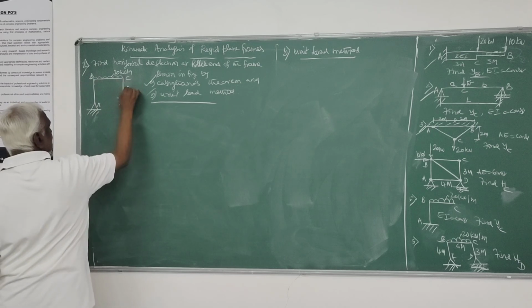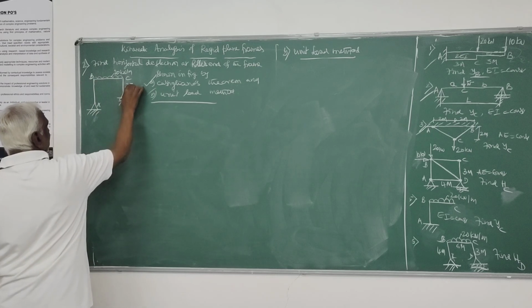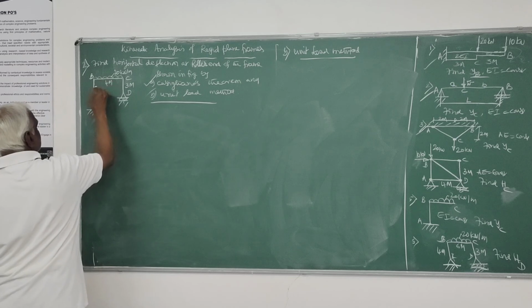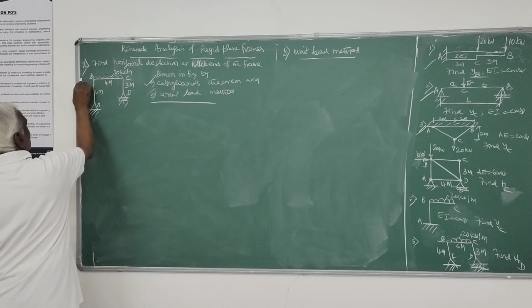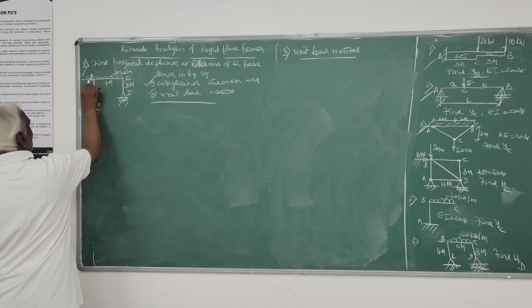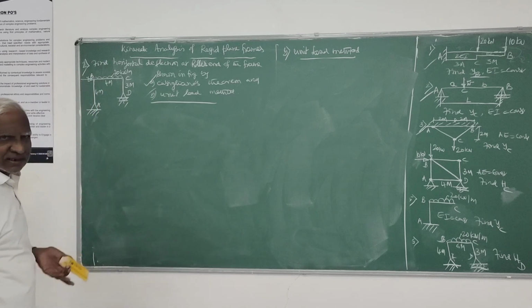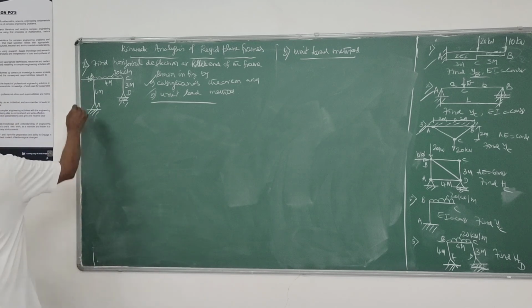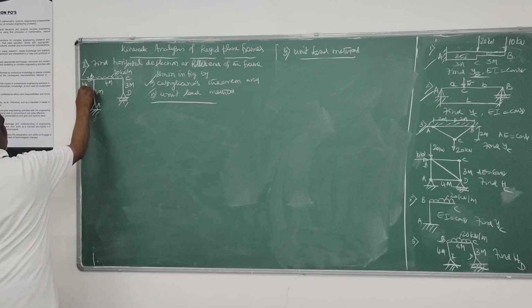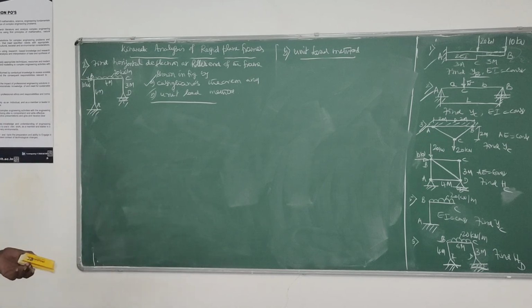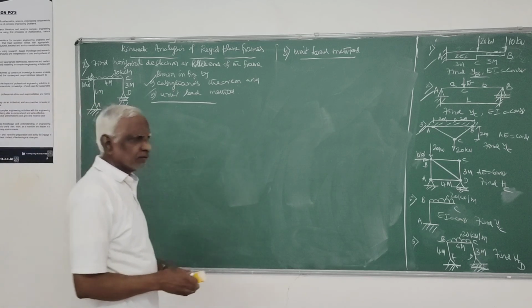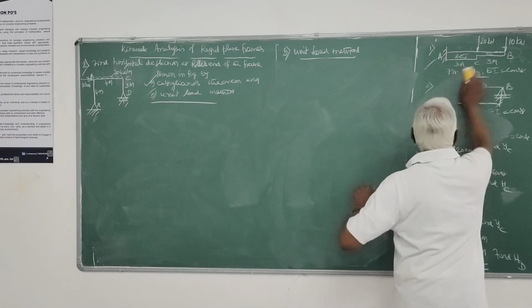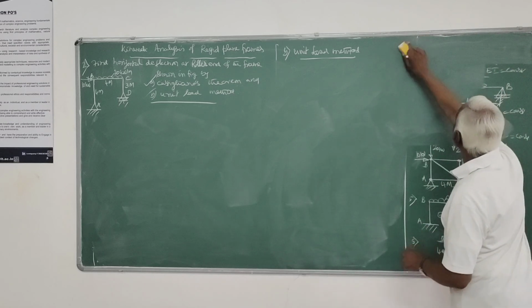A, B, C, D. This is 3 meters, 4 meters, 6 meters, 4 meters. So we need one more load to be taken. We take a horizontal load, say 10 kilonewton. That also is a 10 kilonewton load. So we will take that, just a slight modification of it. So with this, all this set is over.